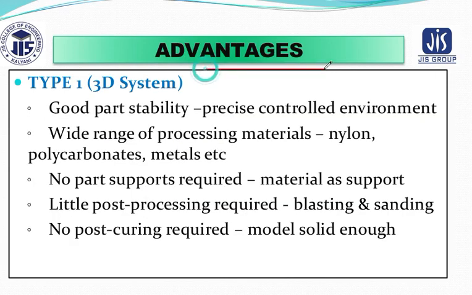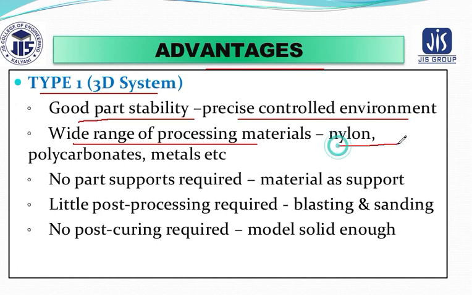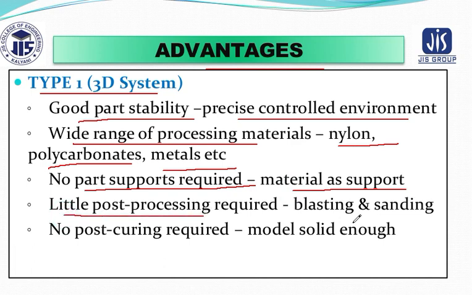Now there are certain advantages. So we are going to discuss the advantages for type 1 and type 2. If I consider type 1, 3D Systems, then it has good part stability, precise control environment and a wide range of process materials like nylon, polycarbonate, metal etc. can be preferred. No part support is required, I mean to say material as a support, and little post processing is required, that is blasting and sanding, because if sand is associated with that product, then blasting and sanding is also required. And no post curing or hardening is required because the model is solid enough.